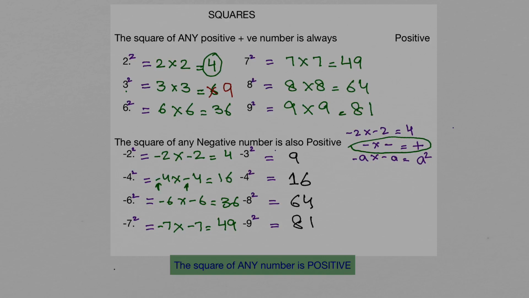Again, to briefly summarize, the square is of any alphabet or number. What we do is times it twice by itself, and we get the answer. The square of positive and negative numbers, the answer would always be positive. In short, the square of any number is positive.